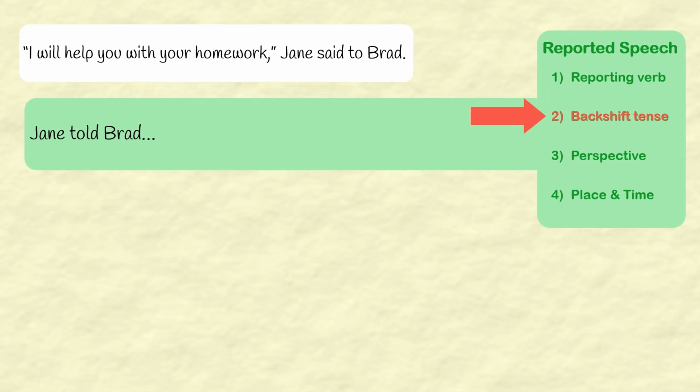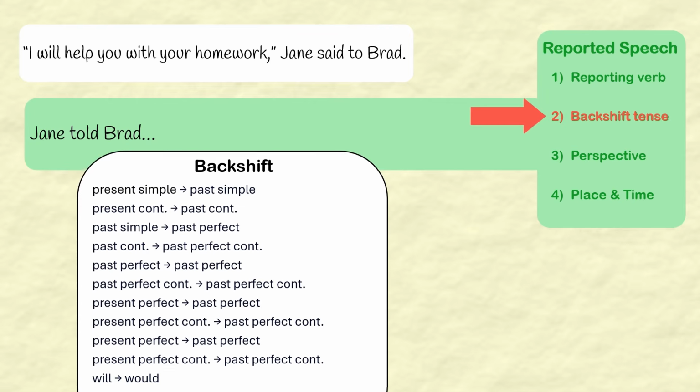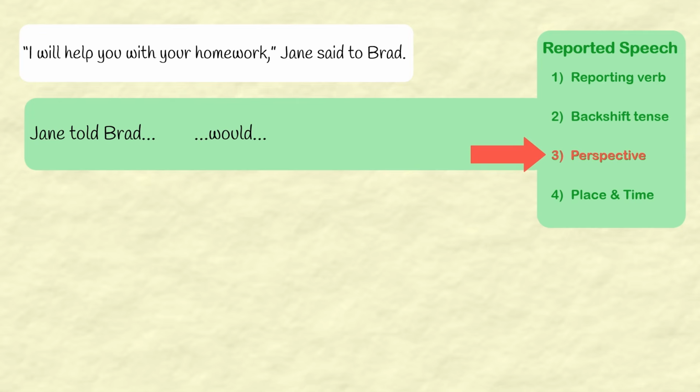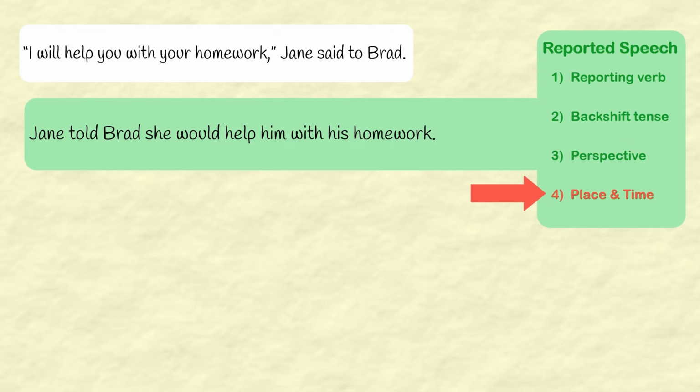Next, we backshift the verb tense. Here's our chart. Instead of will, we need would. Now we consider perspective. Jane told Brad she would help him with his homework. Now, there is no place and time that needs adjusting, so our reported speech is finished.